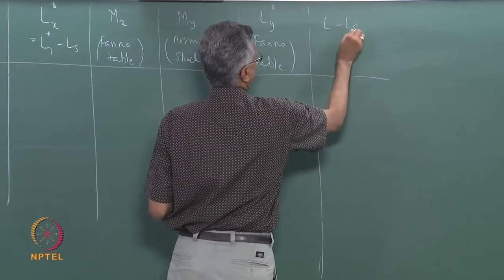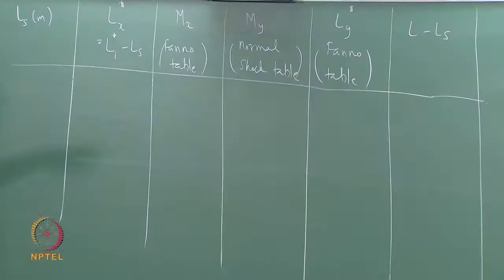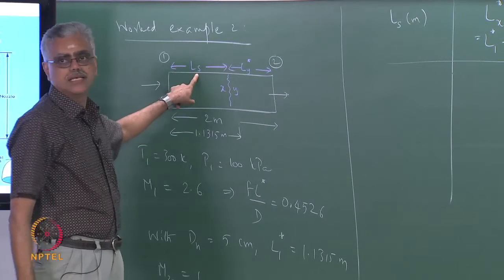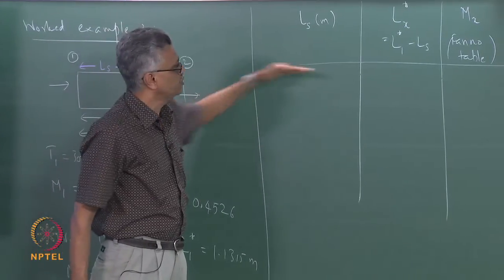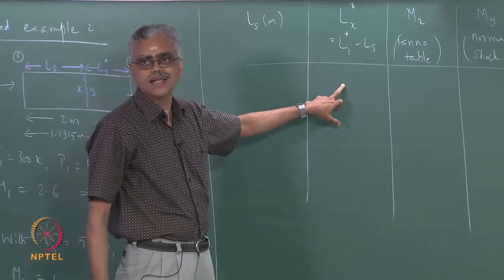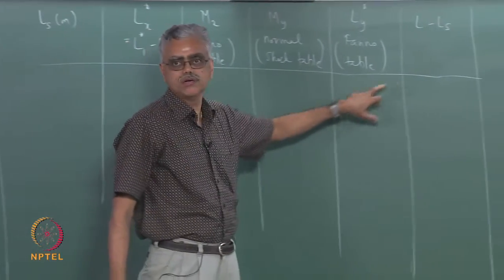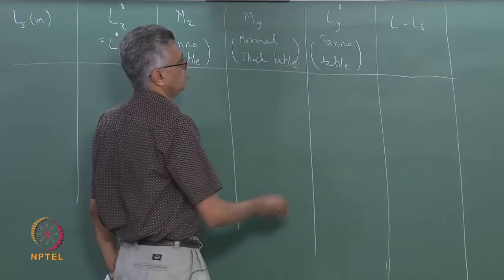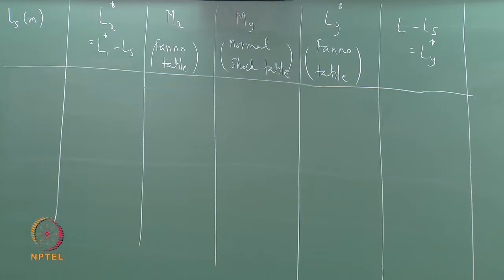Then I compare Ly star with L minus Ls. Notice that Ly star should be equal to the total length L minus Ls. So, iteratively we guess a value for Ls. Once we guess a value for Ls, I know L1 star minus Ls, so that is Lx star. For this value of Lx star, I go to the Fanno table, get my Mx, then get my My, then get my Ly star, compare, and then keep going like this. The last two columns should be equal, so until we reach that value, we keep continuing.